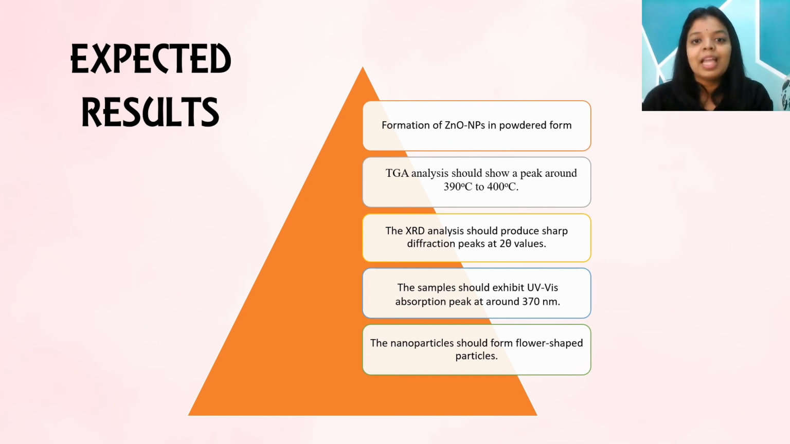Lastly, the expected results of my research are the formation of zinc oxide nanoparticles in powdered form. TGA analysis should show a peak around 390 to 400 degrees that indicates the formation of zinc oxide nanoparticles. The XRD analysis should produce sharp diffraction peaks at 2 theta values, indicating the crystallinity of the synthesized nanoparticles. The samples should exhibit a UV-Vis absorption peak at around 370 nanometers that is attributed to the wide band gap of the nanoparticles. And lastly, the nanoparticles should form flower-shaped particles because the precursor used is zinc nitrate.